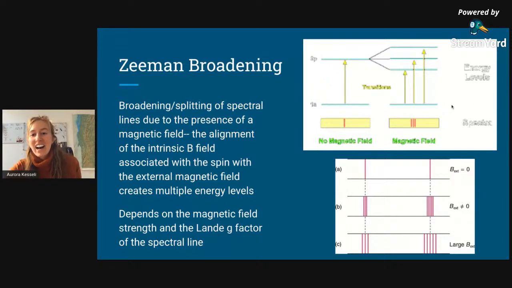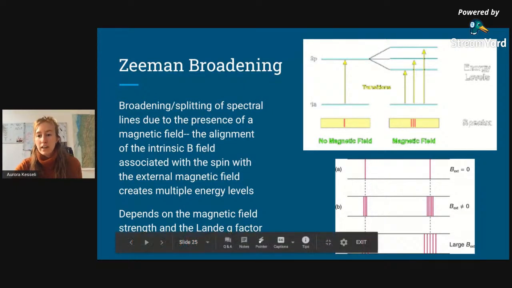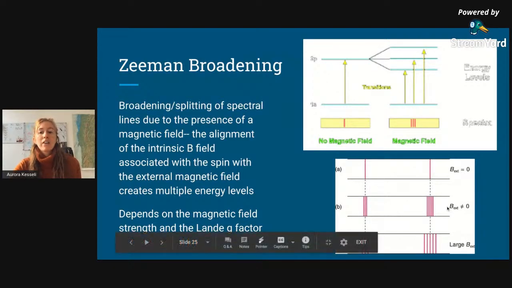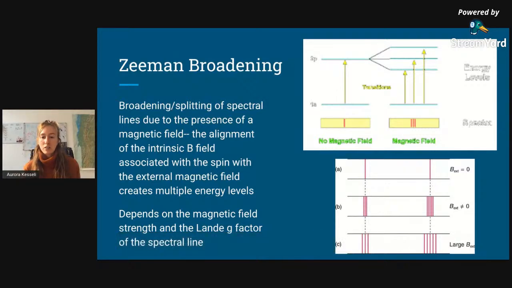But anyways, so you get 3, instead of having a single line, when you have a magnetic field, you get 3 different lines. And how far separated these lines are depends on how strong the magnetic field is. So if you have an external magnetic field that's 0, you get no splitting. If you have some external magnetic field, you get a slight amount of splitting. But the larger the magnetic field, the larger the splitting that you get.